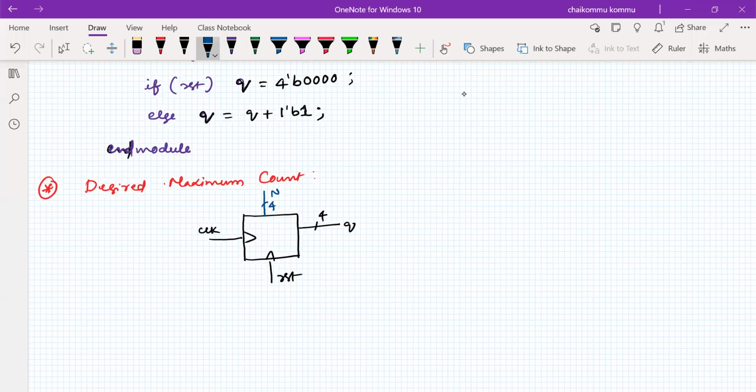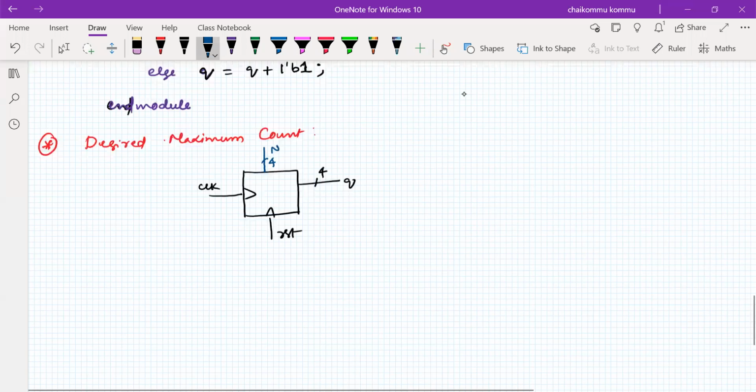Okay, therefore, if I want to stop the counting at any point of time, I can use a variable called N. In the test bench, I can write the N value so that it counts to that maximum count and then comes back to 0. Okay, so in that situation, I can write. Here I'm going to use the ternary operator. Please look at it carefully.